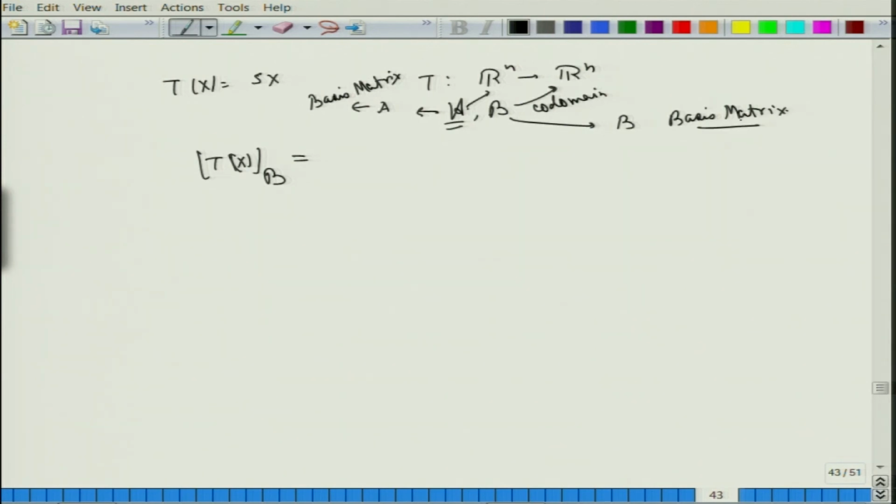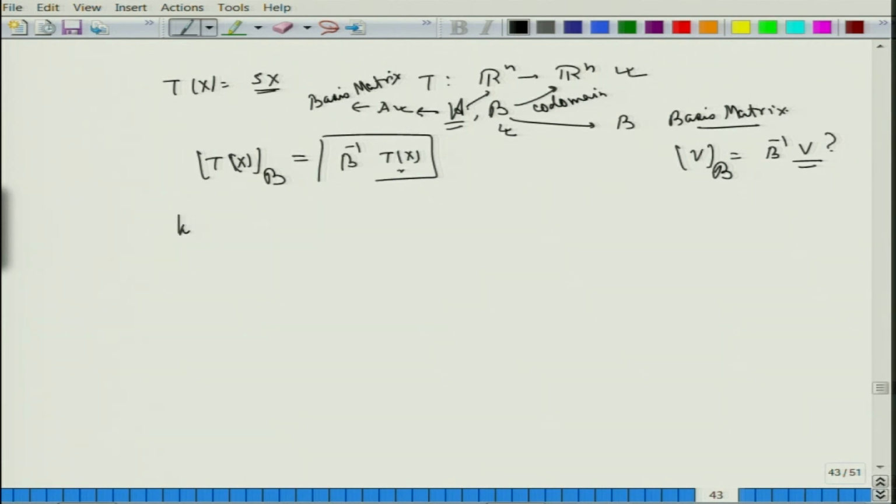So what we had learned was that since it is in Rn, any V with respect to this B will be equal to B inverse V itself. So we would like to use that idea. Here it will be B inverse T of x. So T of x we want in terms of this, so that I have already taken care of B. Now I want to write this part in terms of A.